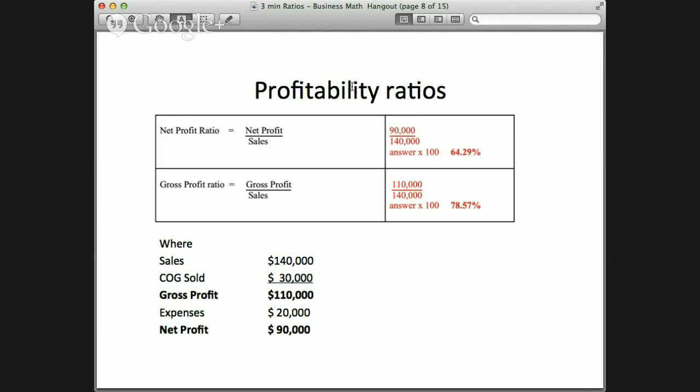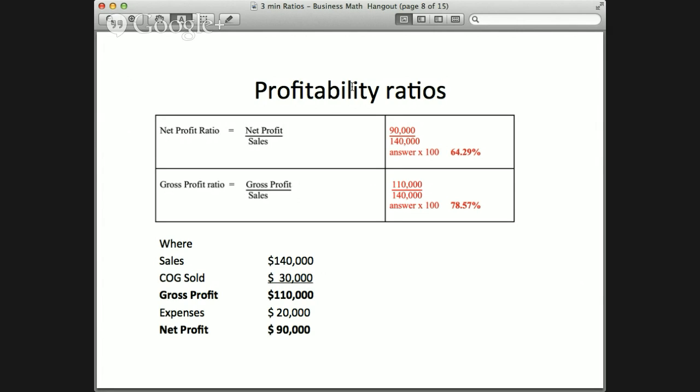Let's look at the profitability ratios. Look at the figures at the bottom first. We have the sales for the period, the cost of goods sold, to give an example, and the gross profit. Then we have expenses, which are deducted from gross profit, which gives us a net profit.